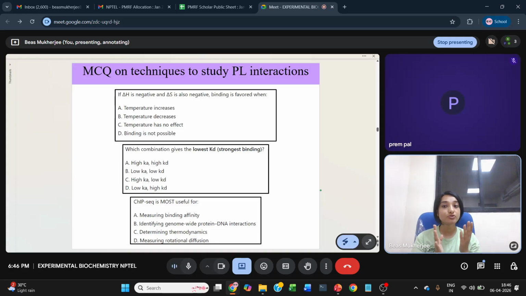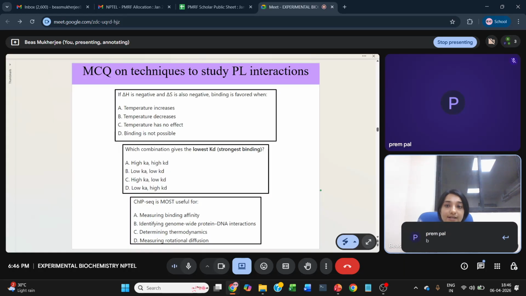Okay, what happens to temperature if binding is favored? So binding is favored means delta G is negative, correct? So from that you can answer B. Okay, we look at the other 2 as well.